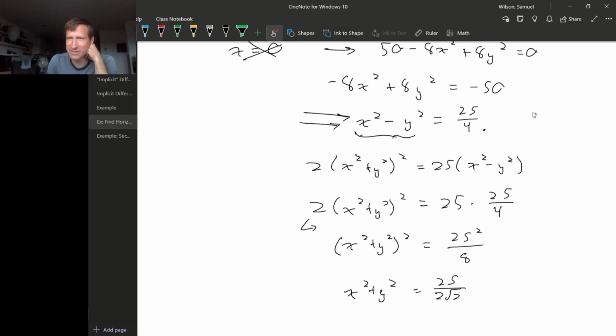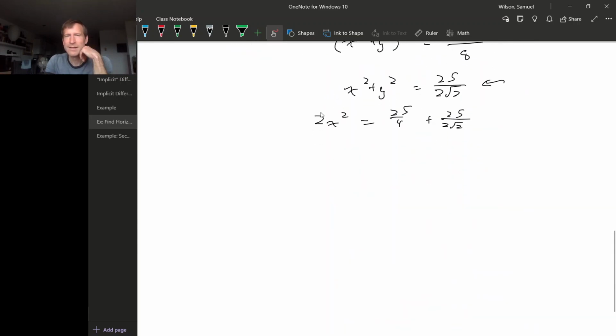All right, so now we have these two equations. And we can solve these equations, right? So if we add these two equations together, what we get is 2x squared. The y squareds cancel. We get 25 over 4 plus 25 over 2 root 2. Now we can divide both sides by 2, so x squared is 25 over 8 plus 25 over 4 root 2.